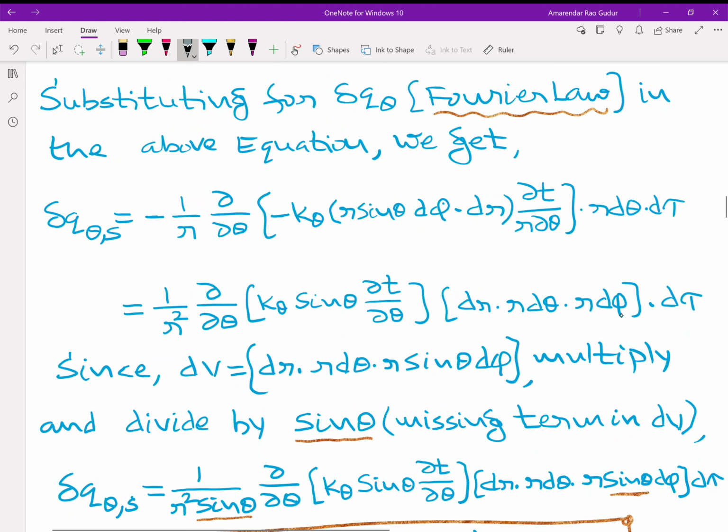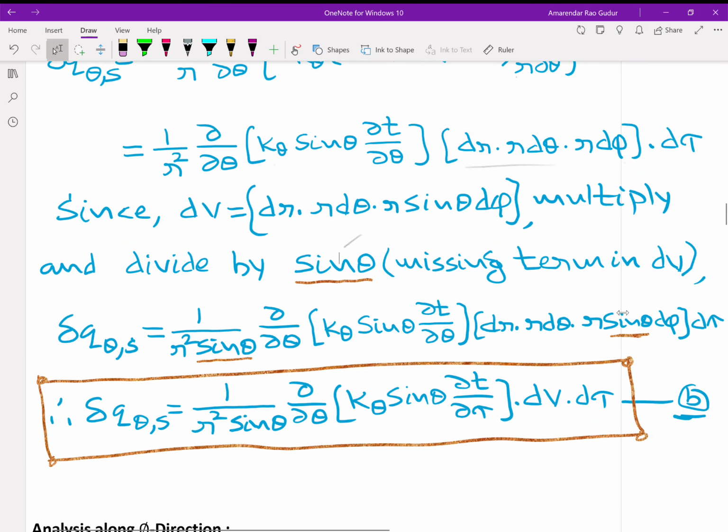Then the parameters which depend upon theta are taken inside, k theta, sin theta. Then this r will be 1 by r square. Then you are going to have outside dr, r d theta, r d phi d tau. Somehow this should become dv. For this purpose we multiply and divide by sin theta. Therefore in the denominator we are going to have r square sin theta. Then here sin theta is coming over here. Therefore this will become dv. So del q theta comma S will be 1 by r square sin theta del by del theta of k theta sin theta del T by del theta, dv d tau.